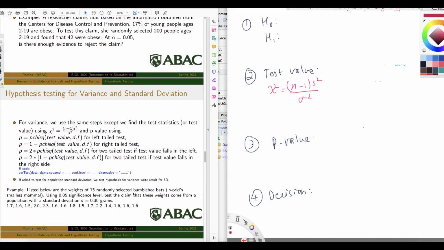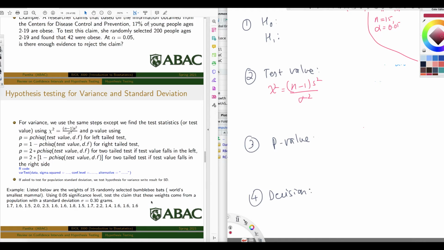Listed below are the weights of 15 randomly selected bumblebee bats. That's the world's smallest mammal. So what is the n? N is 15. Using 0.05 significance level. So alpha is the significance level, and confidence level is 1 minus alpha. So the alpha is 0.05.